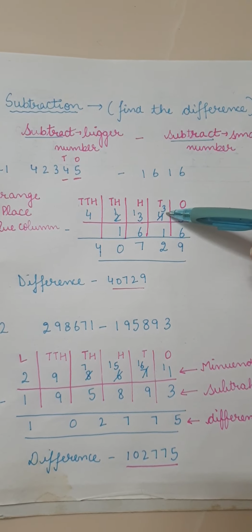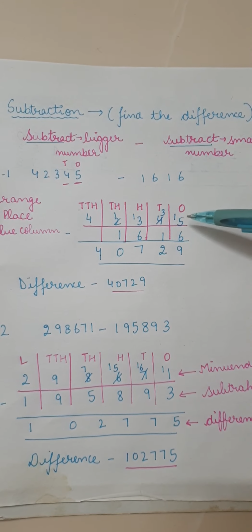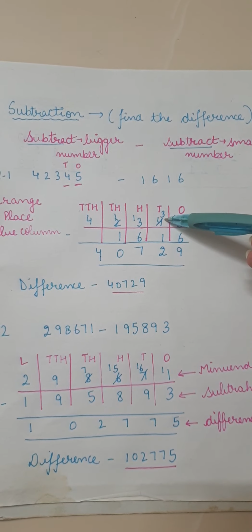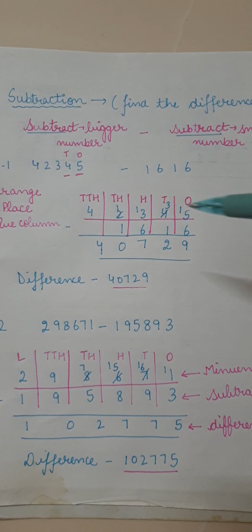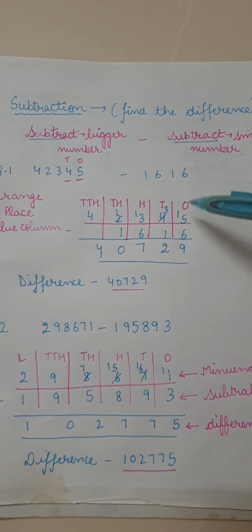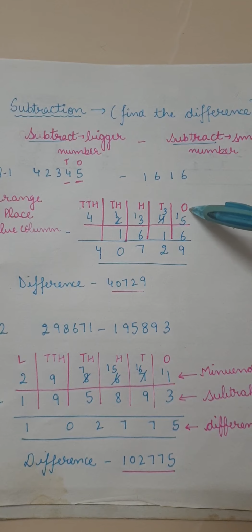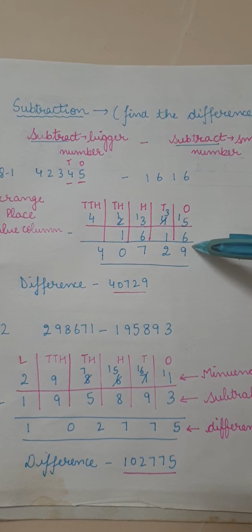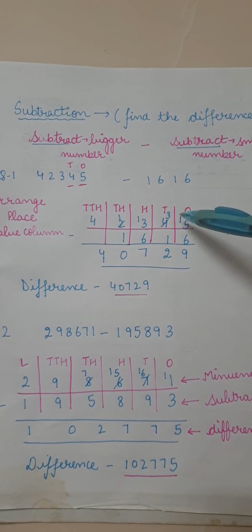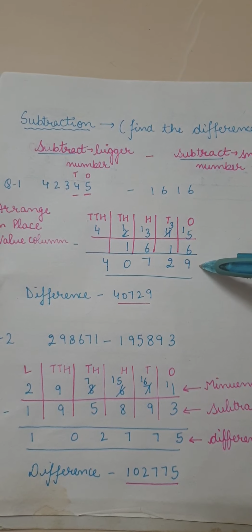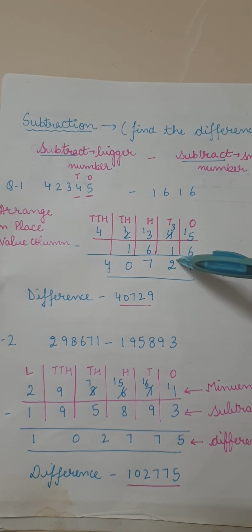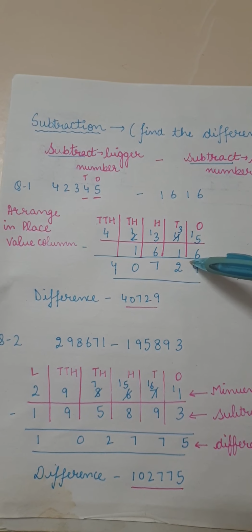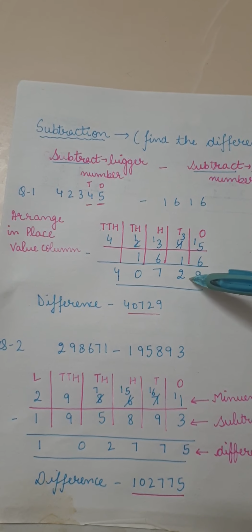The one digit that we have borrowed from the tens place will come to the ones place. 5 will become 15 and 4 will become 3. Since one digit goes from tens to ones, it will become 15 ones. Now 15 is a bigger number and 6 is a smaller number. So now we are going to subtract the digits. 15 minus 6 is 9. Now let's move to the tens column. In tens, 3 is a bigger number, 1 is a smaller number. So 3 minus 1 is 2.